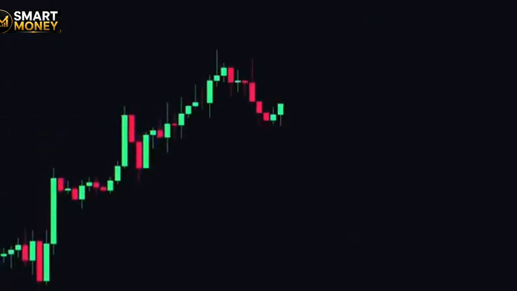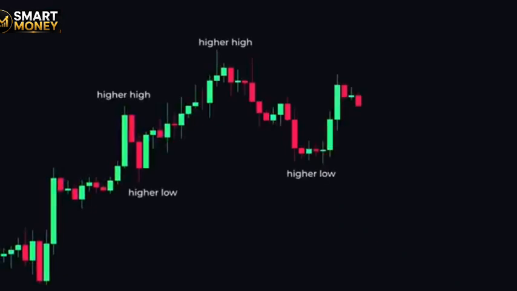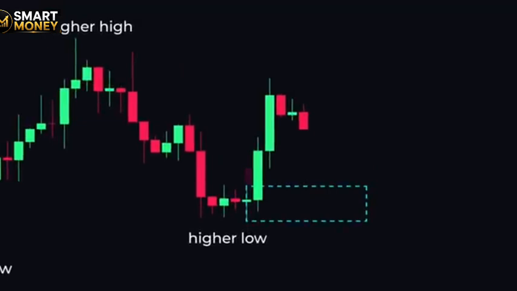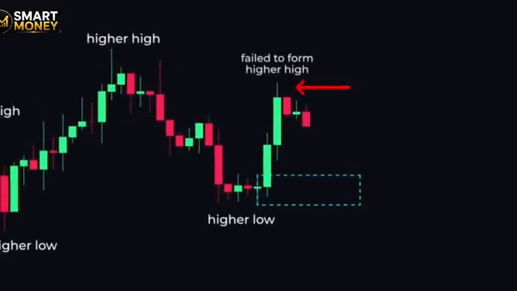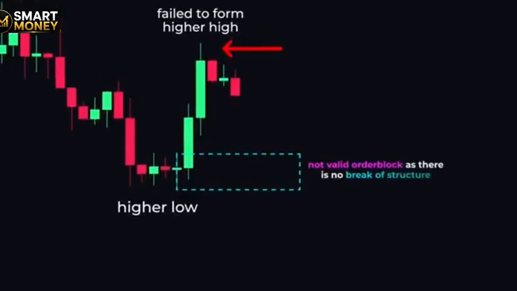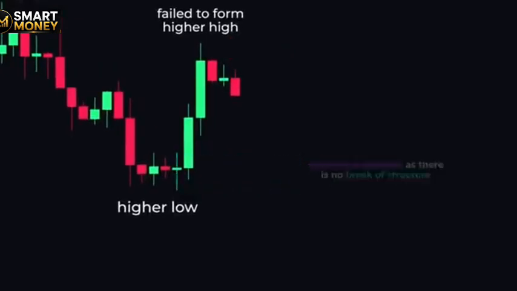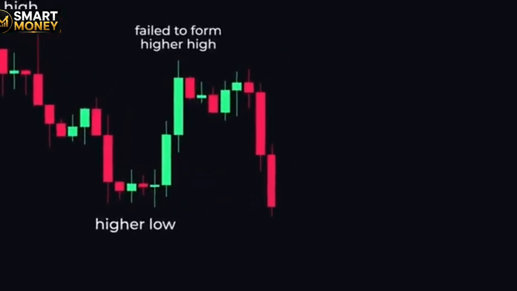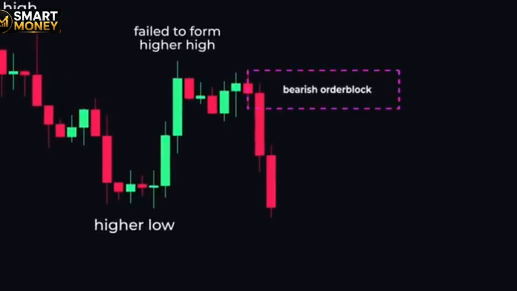Now let's look at another example. In this chart, the price is forming higher highs and higher lows, and we have a possible order block here due to this inefficiency. However, since the price hasn't formed higher highs, we can't count this as a valid order block yet.